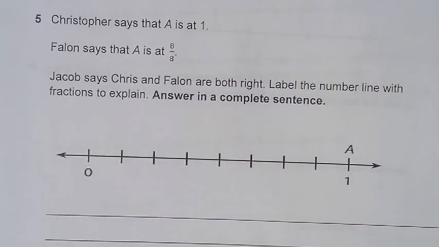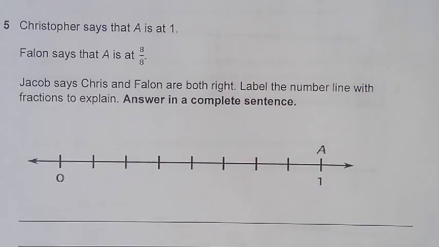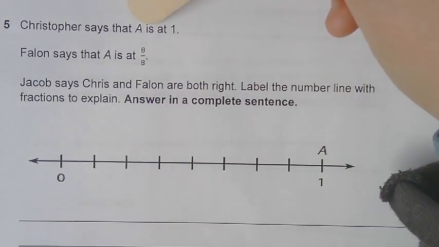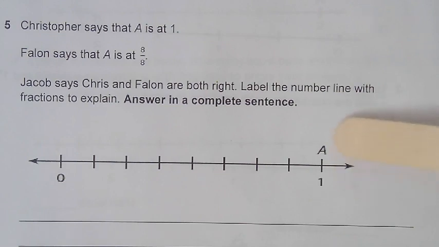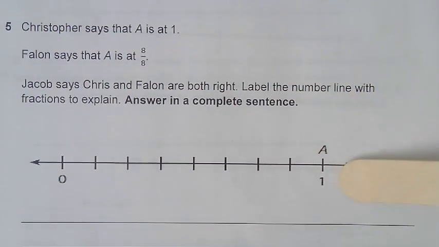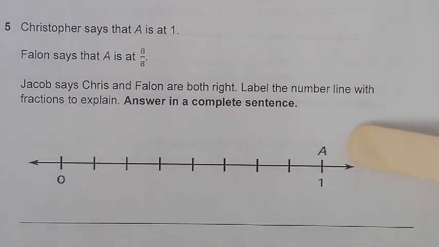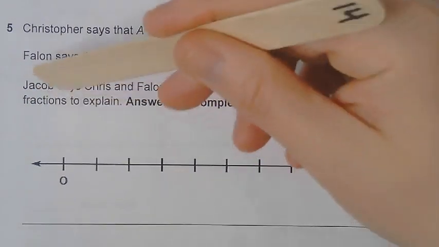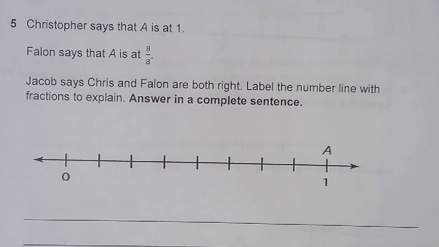All right, number 5 is going to be a good one. Using this number line below, Christopher says that A is at 1. So I'm going to go down there and look. Okay, Christopher, I see where you're coming from. A is at 1. Fallon says that A is at 8/8. Okay, I could see where he's coming from, but at first I'd have to label the number line, right? Jacob says that Chris and Fallon are both correct. Label the number line with fractions to explain, and then answer in a complete sentence.